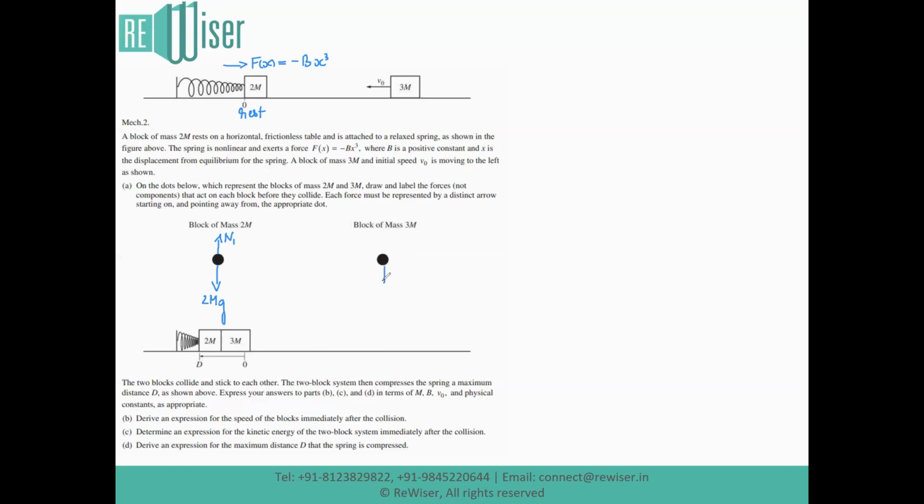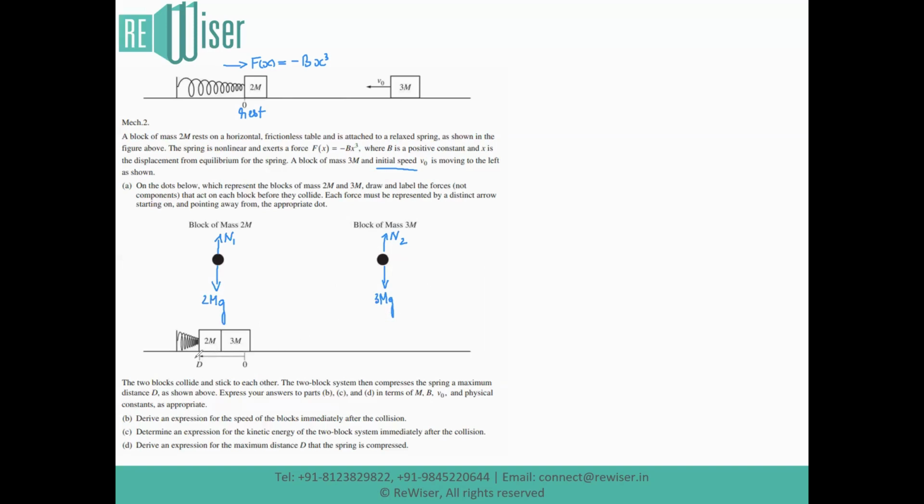Block 3m also has its weight, 3m times g, acting downwards, and its normal force N2, let's call it, acting upwards. Since it is not indicated that the initial speed v0 is changing, we shall assume that there are no forces acting towards the left or the right. Let's move on. Before we move on to the next part of the question, it is also not indicated that the surface has friction. So we will assume that there is no frictional force acting to the right.